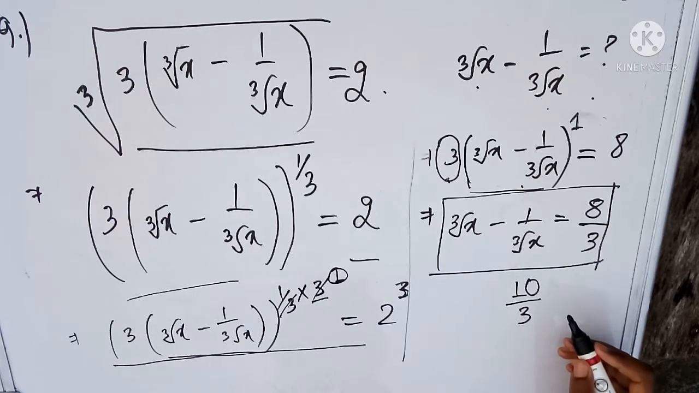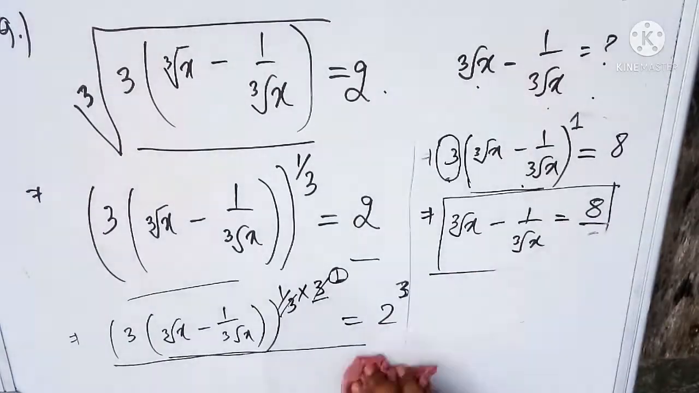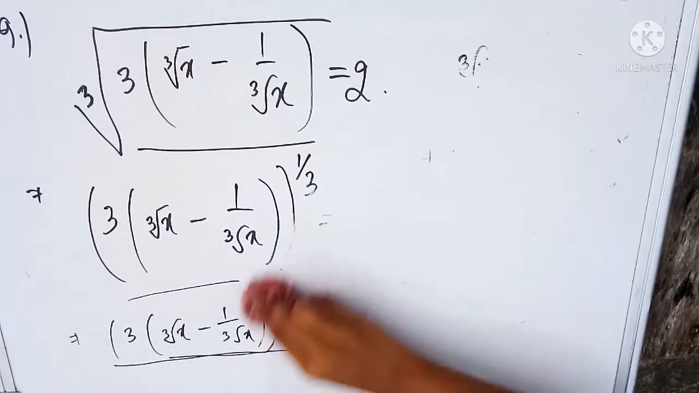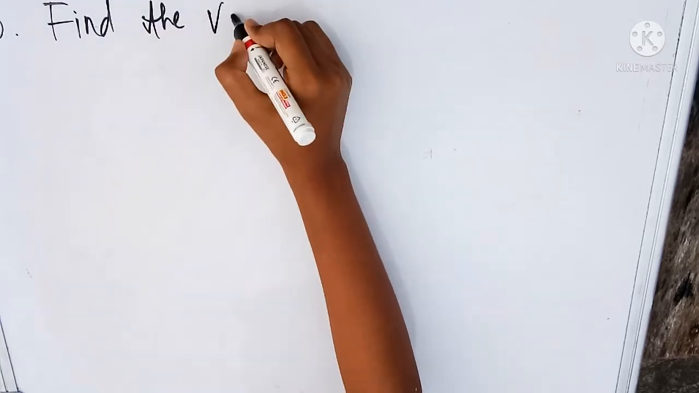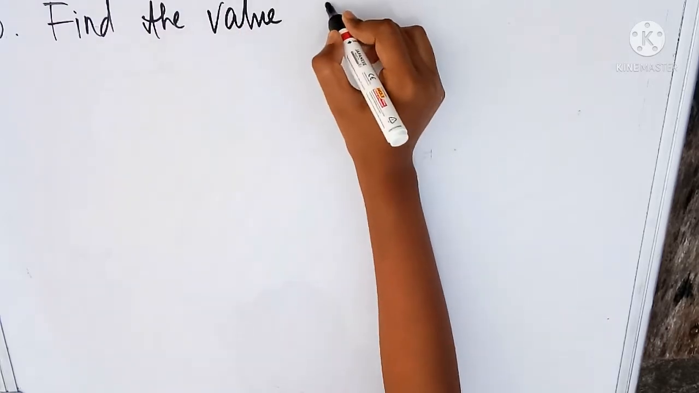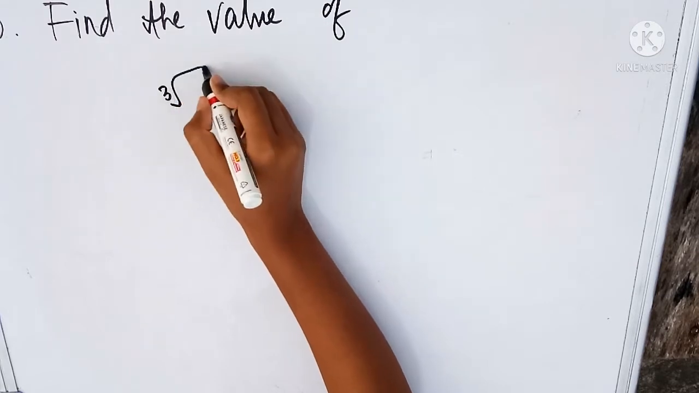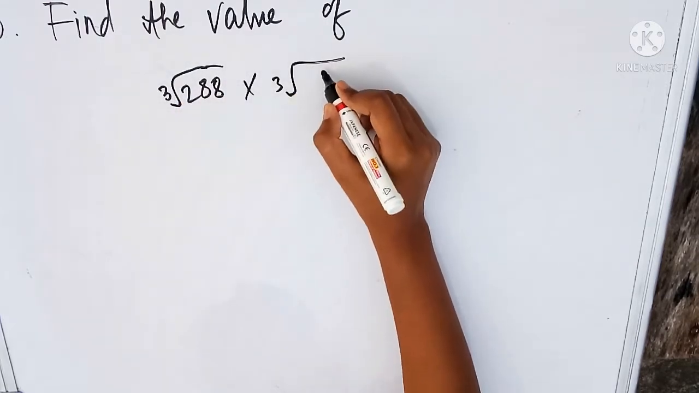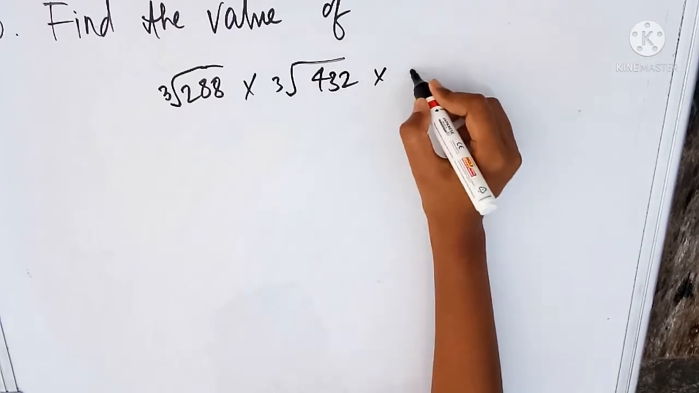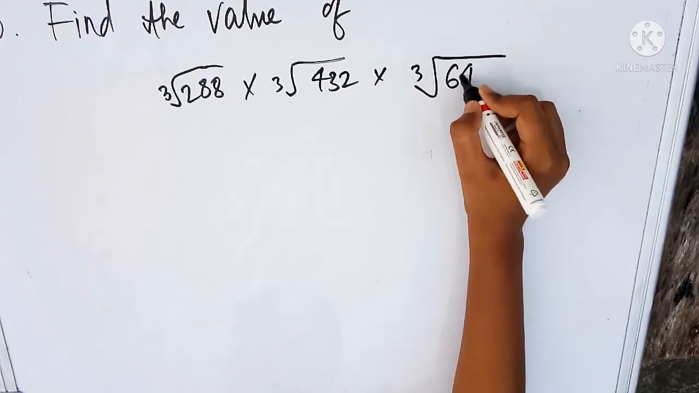Now next question, question number 50. It says that we have to find the value of cube root of 288 multiplied by cube root of 432 multiplied by cube root of 648.